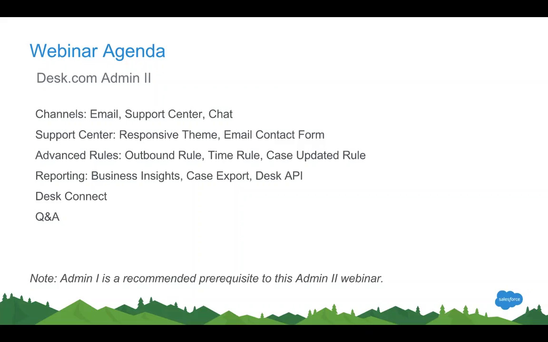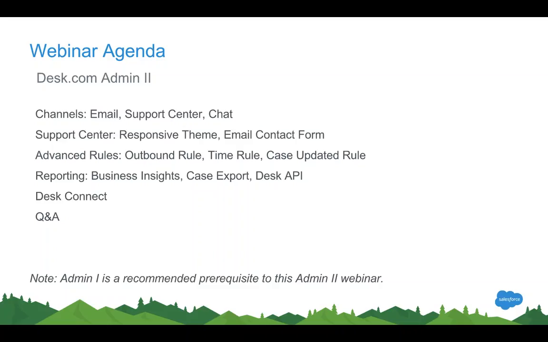Now, in terms of agenda, what we're going to cover today are how to enable multiple channels for support. So beyond email, we're going to look at the support center as well as chat. Within the support site, we're going to look at ways to update the look and feel with what's called the mobile responsive theme. And I'm also going to customize the email contact form. Within the rule section, we're going to be doing some advanced rule setup. So we're going to create an outbound rule, time rule, as well as a case updated rule. And then we'll go over why we're going to do those things.